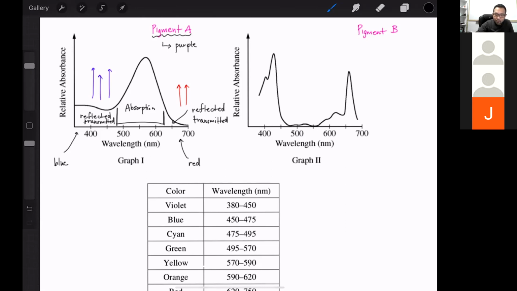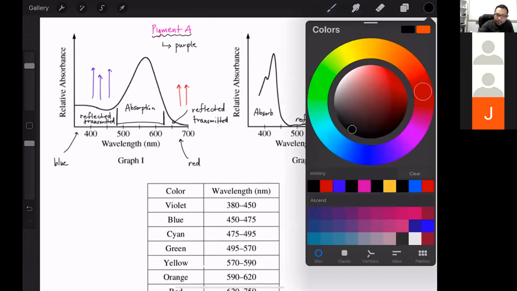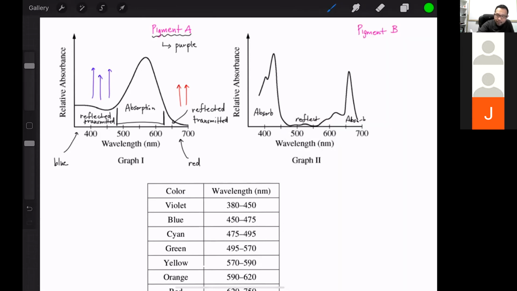Now, on the right side, we have the absorbed area that's on the blue end, and we also have absorbed area on the red end. What's being reflected is right here in the middle, and as you guys probably know, that middle is going to be some green color that becomes reflected and transmitted as well. So for pigment B, we can make an assumption that this pigment is going to show a color of green when we look at it.